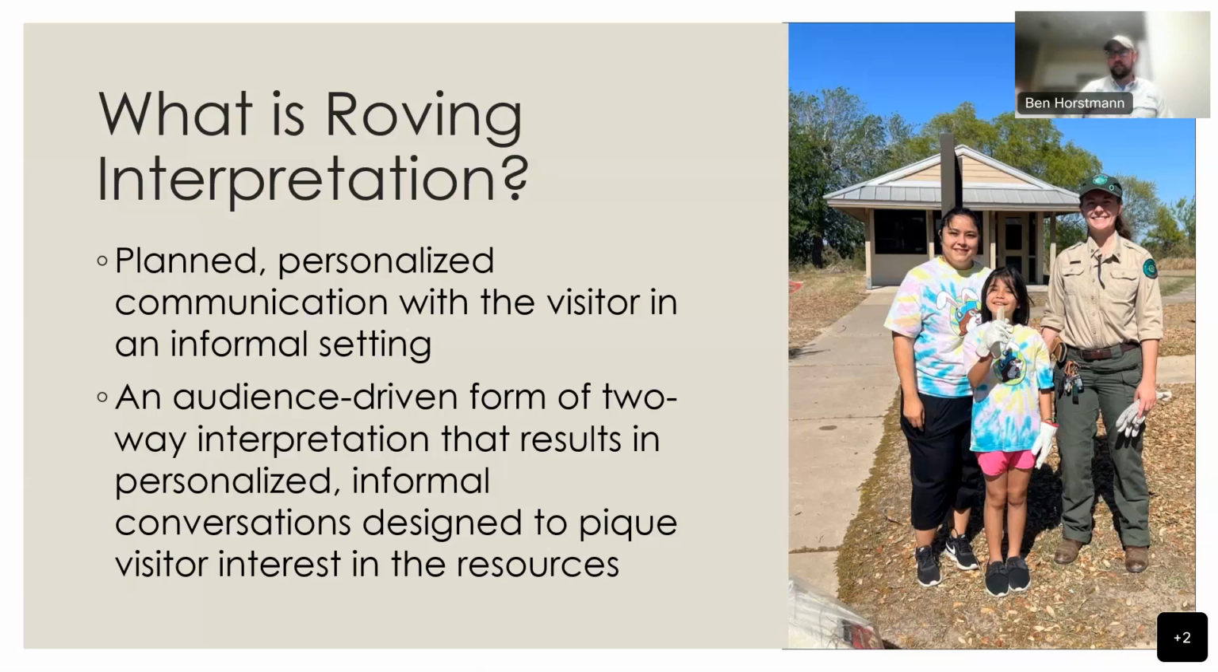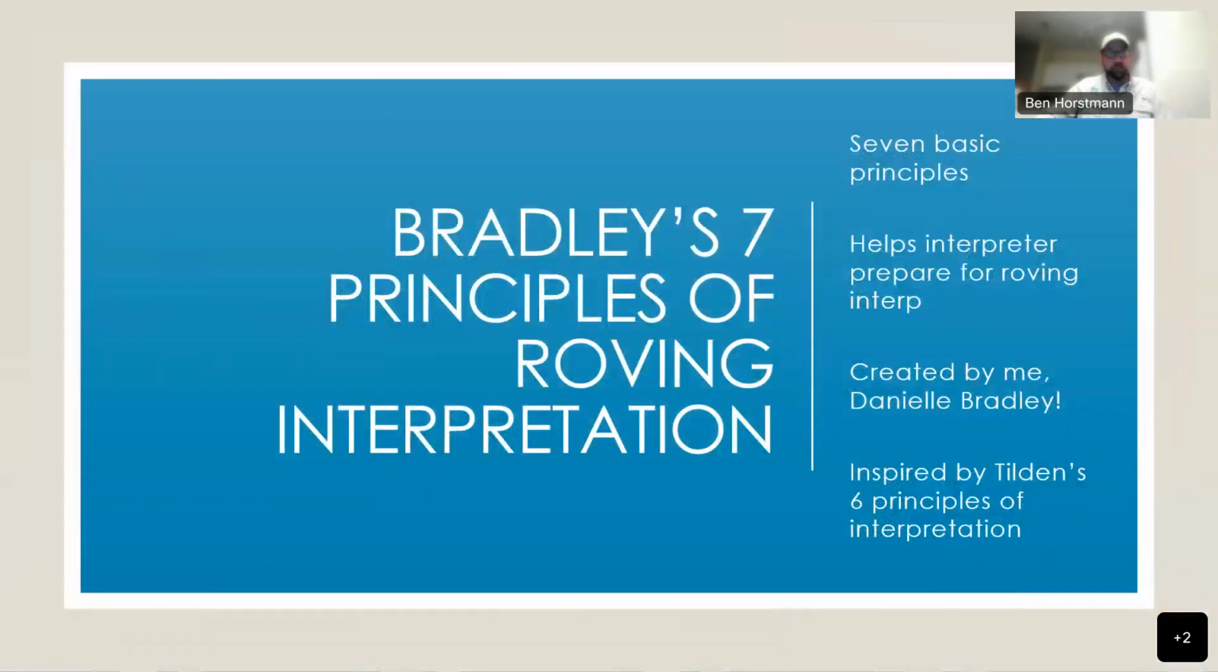We have this opportunity for you just to be out there. Somebody will come up and ask you a question. It's really their interest. So there's 7 basic principles in Bradley's principles. We'll see if she changes it to the OK principles, but I don't think she will. They're just trying to help you guide yourself through how to get ready for roving interpretation.